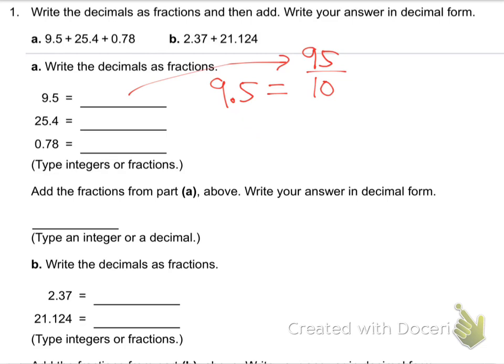Okay, the next one, 25.4. It's the same deal. It's whatever the name of the ending place is. Where does that one end? Same place, tenths place, huh? So you just write the entire number over the name of the place it ends. I don't know if you know you can just do it that way. It's 254 over 10. That is 25.4.